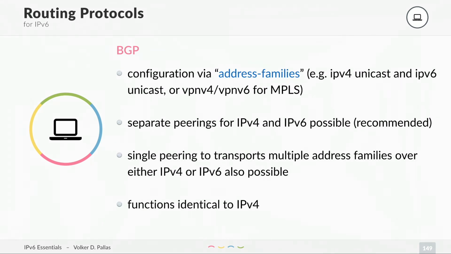In BGP, we are doing configuration via different address families. We did that before. We use IPv4 unicast for IPv4. We can use IPv6 unicast for IPv6. Or we can use VPNv4 or VPNv6 for MPLS. It is recommended that you do separate peerings for IPv4 and IPv6. You could also exchange the different address families via the same peering. Like you have an IPv4 peering to your provider. This peering could also provide the IPv6 addresses, but this is not recommended. I will tell you in the next slide.